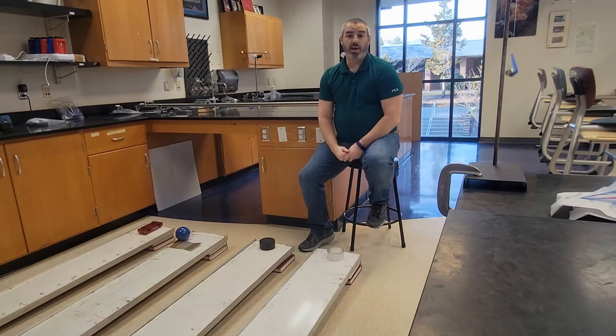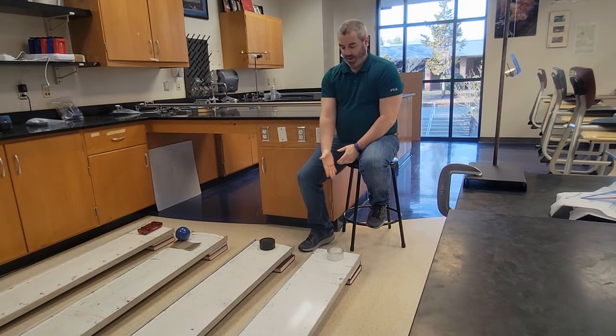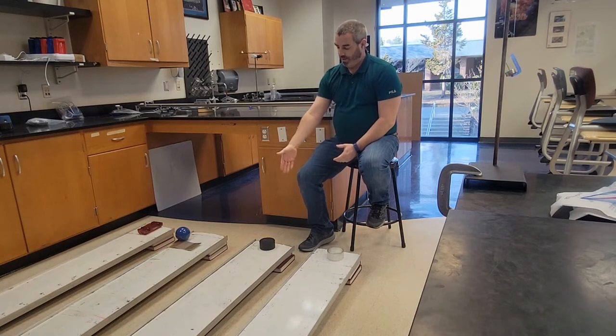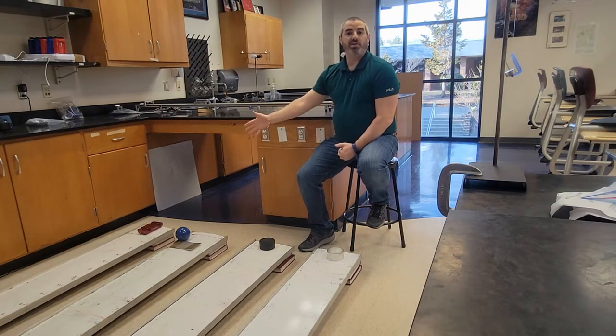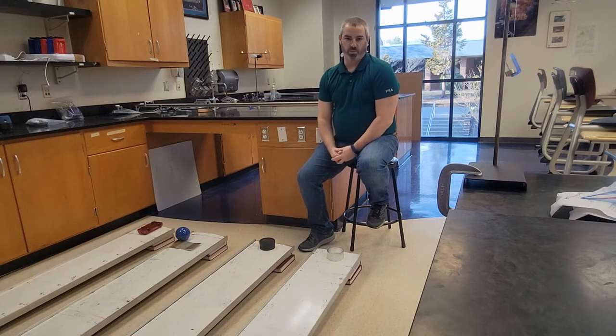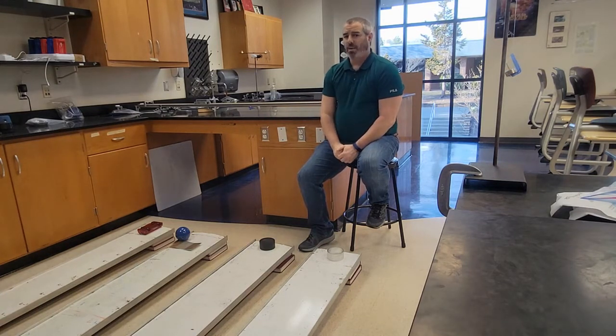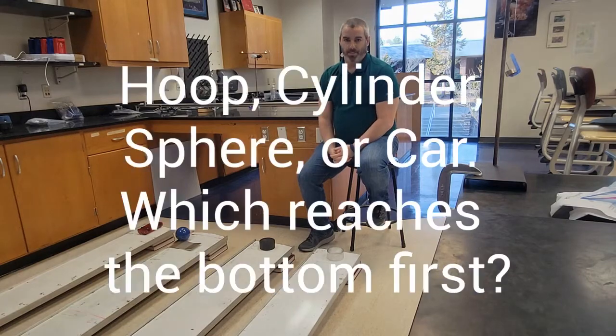So what is the Great Race? I have four objects that we're going to race down the ramp: a hoop, a cylinder, a sphere, and a car. The car is mostly translational motion, where the other three are in rotational motion. I'm going to give you a second to think about which object, if any, will reach the bottom first, and see if you can come up with an explanation for why.